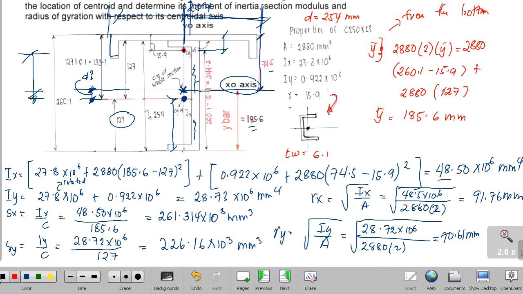So we have here the values for Ix, Iy, Sx, Sy, rx, and ry. So that is for problem number 2.